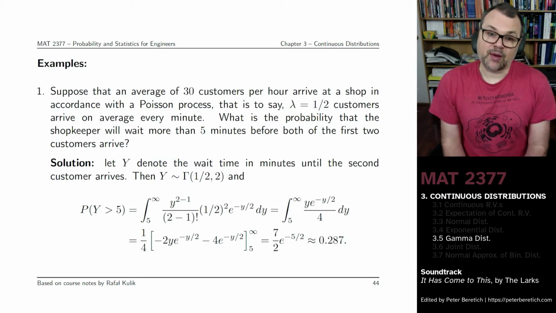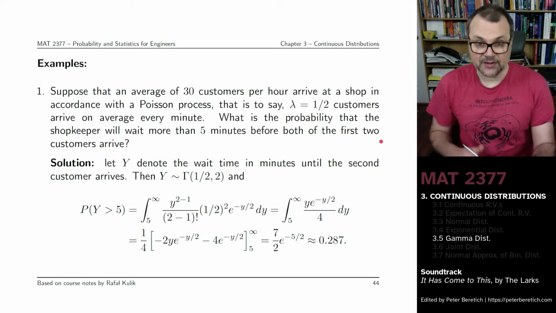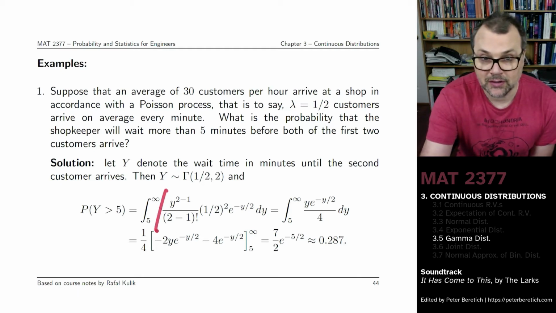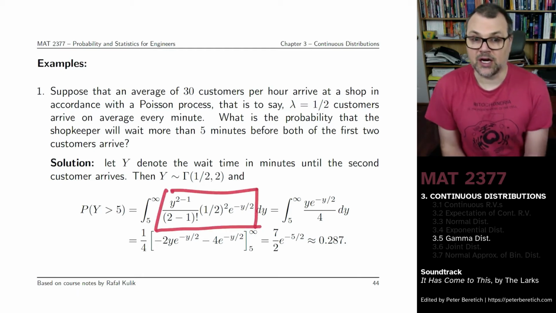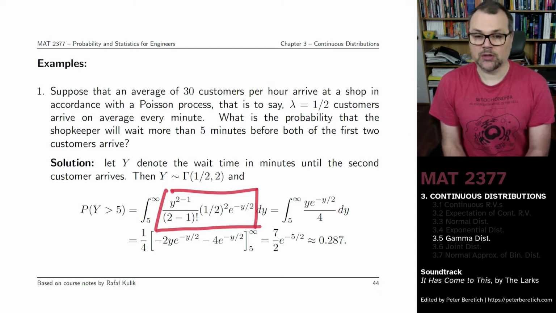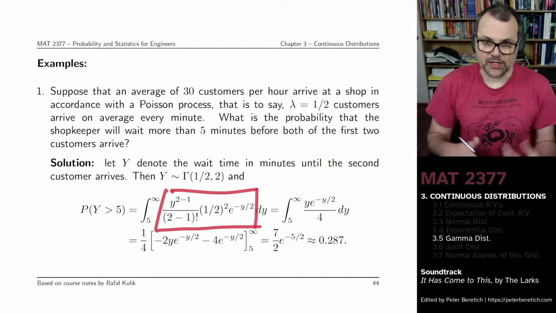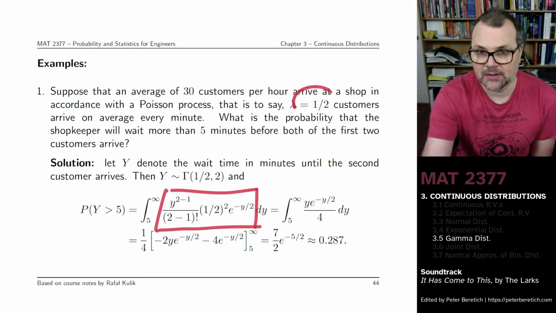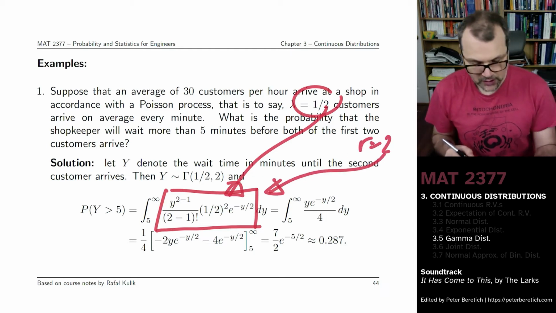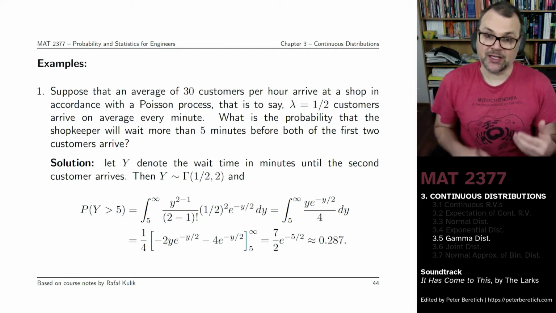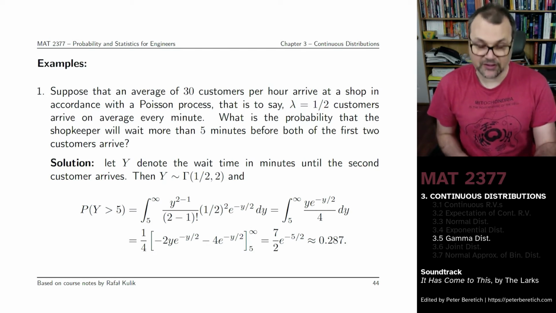Now we know what the probability density function for that is. It's this expression right here: y to the r minus 1 divided by r minus 1 factorial, times lambda to the r, times e to the minus lambda times y. So all we need to do again is to replace lambda by 1/2 and r by 2 in the expression. And I'm reminding you that we're computing the integral of this function between 5 and infinity.